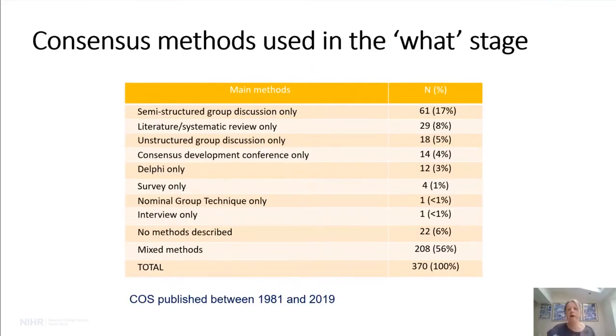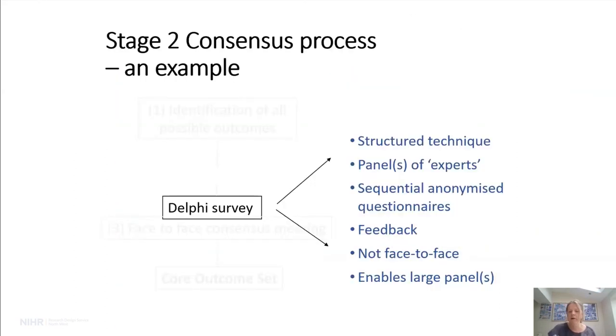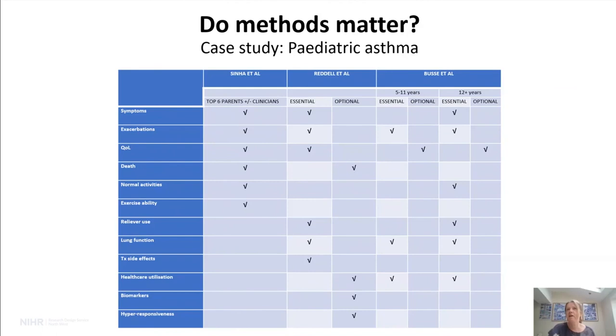This was the methods and how they broke down up to 2019. If you look at the penultimate row, mixed methods. That was the majority, and it did tend to include things like a systematic review followed by a Delphi study. I haven't got the results, but I think over 80% of core outcome sets in 2020, and also of those that are ongoing, include a Delphi survey.